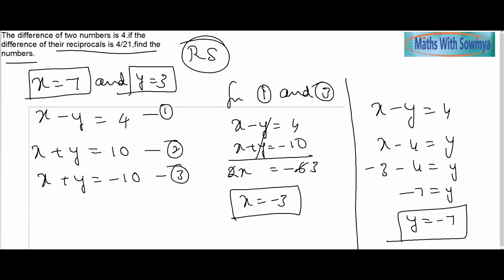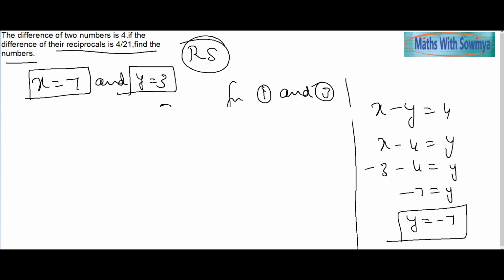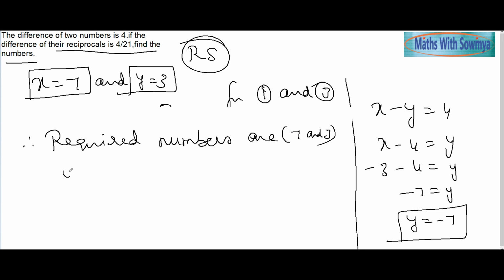So, we are going to write both the answers now. Both the answers you have to put, otherwise you will not get the complete marks. So, say therefore the required numbers are 7 and 3, or it could be minus 3 and minus 7. That will be the answer.